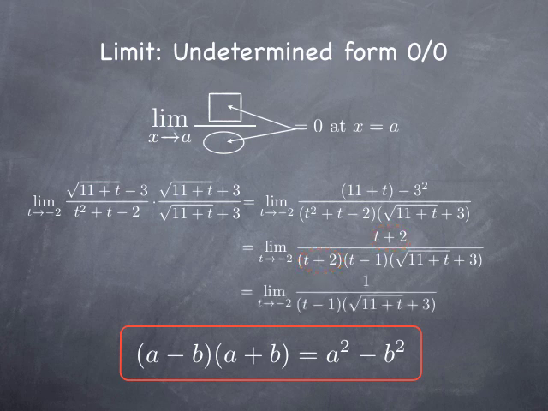So we get the same limit as a function 1 over t minus 1 multiplied by root of 11 plus t plus 3. For this new function, I can plug t equal -2 and get something that makes perfect sense. I get -3 multiplied by 6 at the bottom, in other words -18, and therefore the limit is negative 1 over 18.